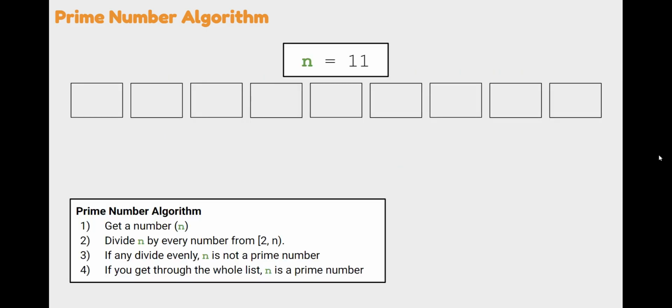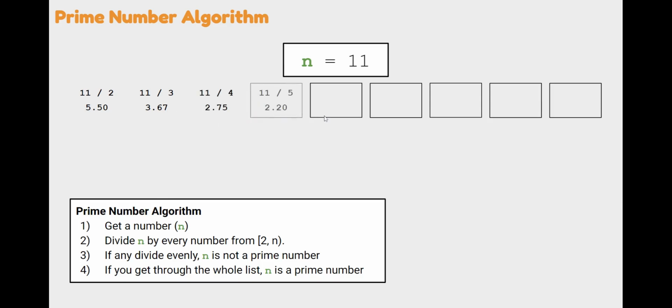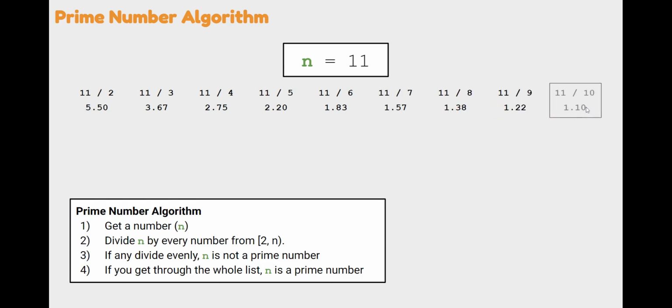What this would look like in practice if we were given an n of 11. So step 1, we got our n, that's 11. Step 2, we're going to divide n by every number from 2 up to but not including n. So we're going to start off by seeing if 11 is evenly divisible by 2, and it is not. So we have to continue, and we're going to see if 11 is evenly divisible by 3, and it's not. And we keep on continuing until it evenly divides, or we get up to the number n minus 1.